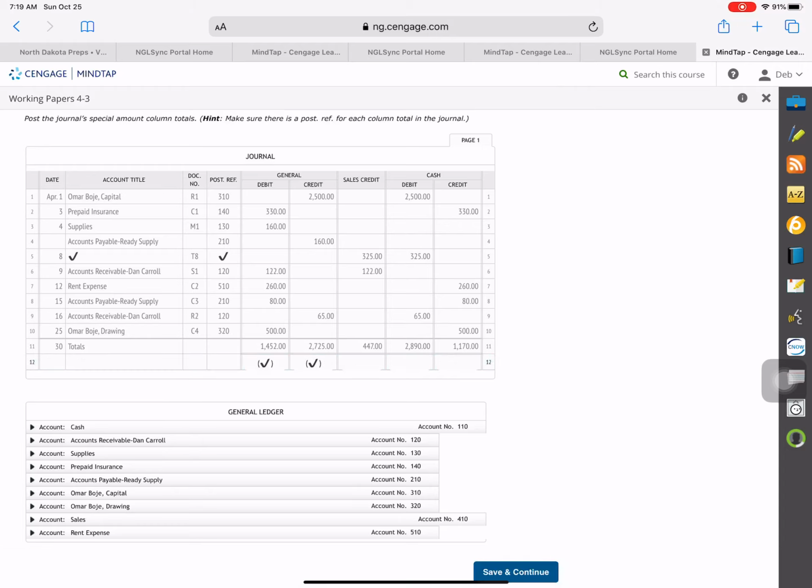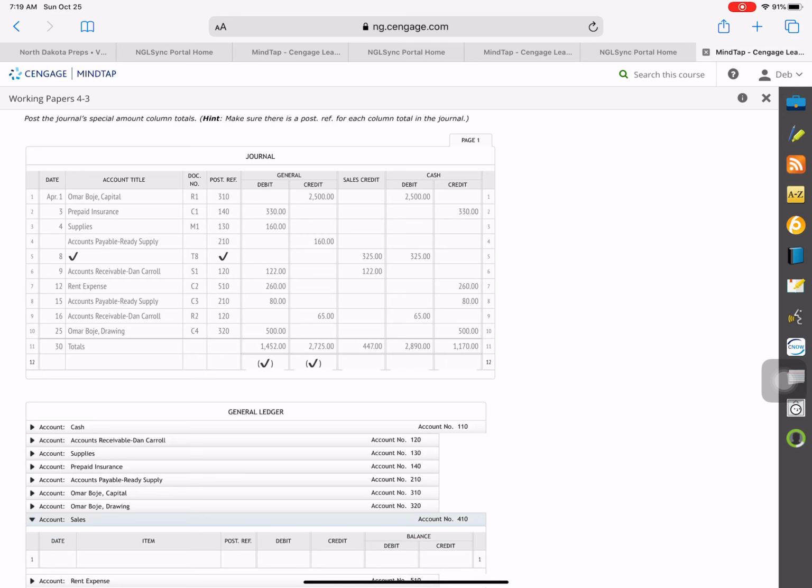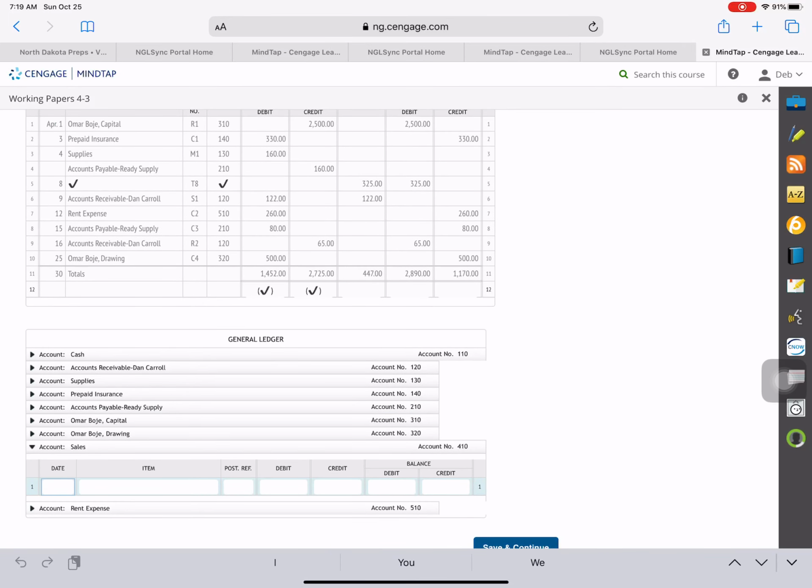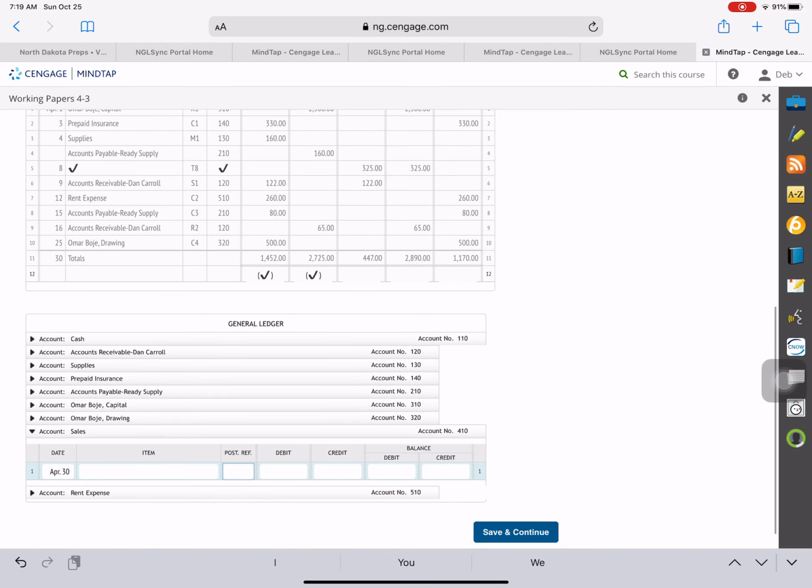Our third column is our sales credit. So we will open up our sales. The date is April 30th. Our post reference is from page 1 of our journal. This is a credit of $447. We have a zero balance, so our new balance is $447.